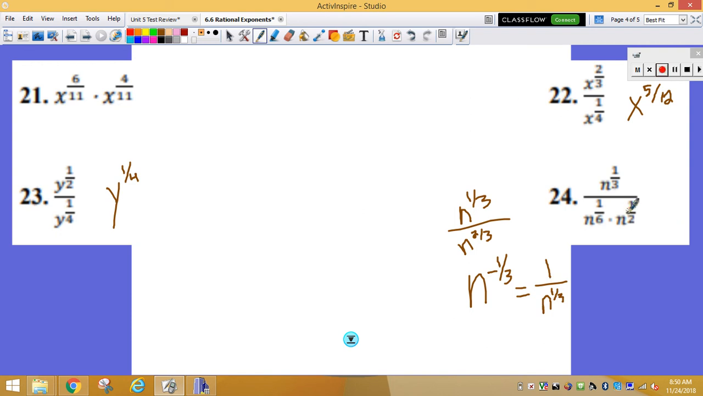So let me go through those steps again. I combined these two on the bottom and got 2/3. I subtracted because they're dividing, and I got negative 1/3. You can't have a negative exponent, so I just moved it to the bottom. And that's it. So if you'll go try that worksheet and let me or Mr. Miller know if you need any help.